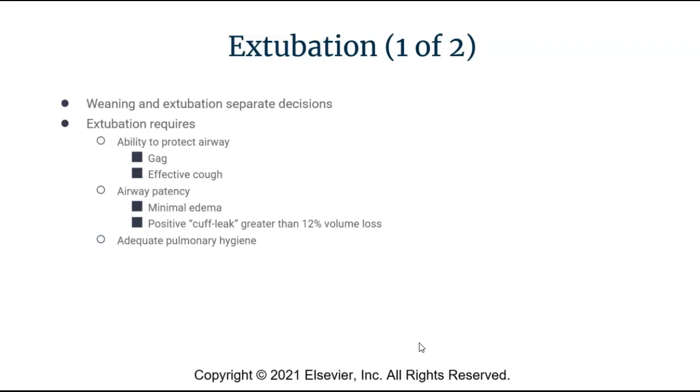I also want to look for airway patency, a minimum of edema, and a positive leak test, meaning that if I deflate the cuff, I'm hearing the leak around the ET tube. And to be even more specific, I should see about a 12% or greater volume loss between the volume that got delivered to the patient and the volume that's coming back to the vent.